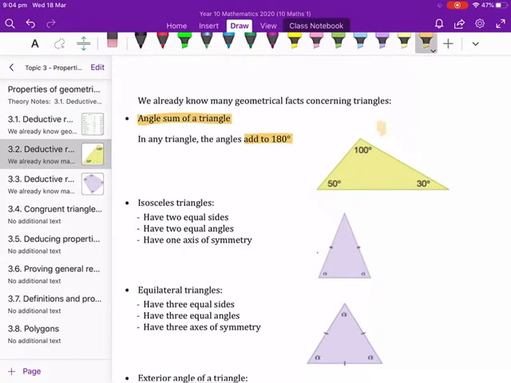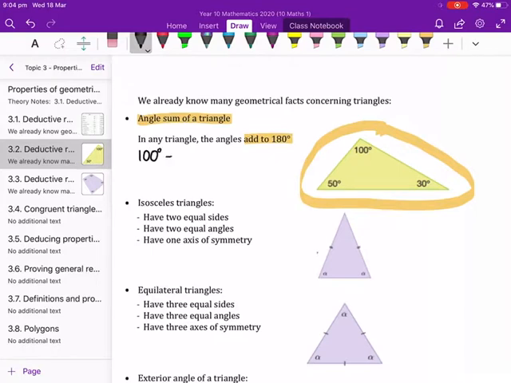So if we look at this triangle right here, what we know about this triangle is that it wants to add to 180. So we have 100 degrees plus 50 degrees plus 30 degrees, which equals 180 degrees. So this means that this shape is a triangle. But we have different types of triangles and triangle properties.